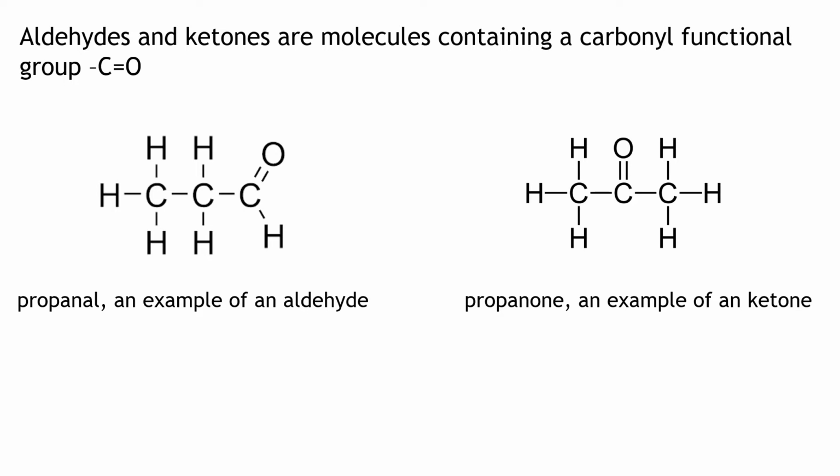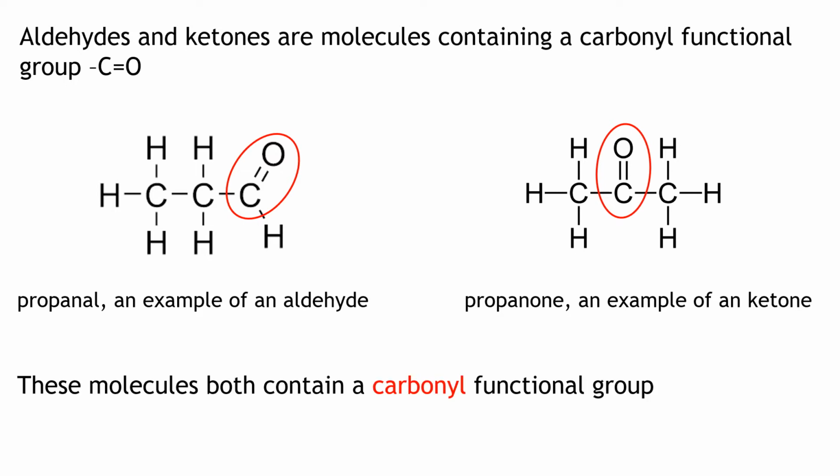On the left is a molecule called propanal, which is an example of an aldehyde. You can see it's got the carbonyl group here, i.e. a carbon forms a double bond with an oxygen. On the right, we have a molecule called propanone, which is an example of a ketone. In the middle of the molecule, you can see the carbonyl group there. So these molecules, aldehydes and ketones, both contain a carbonyl functional group, which looks like this.